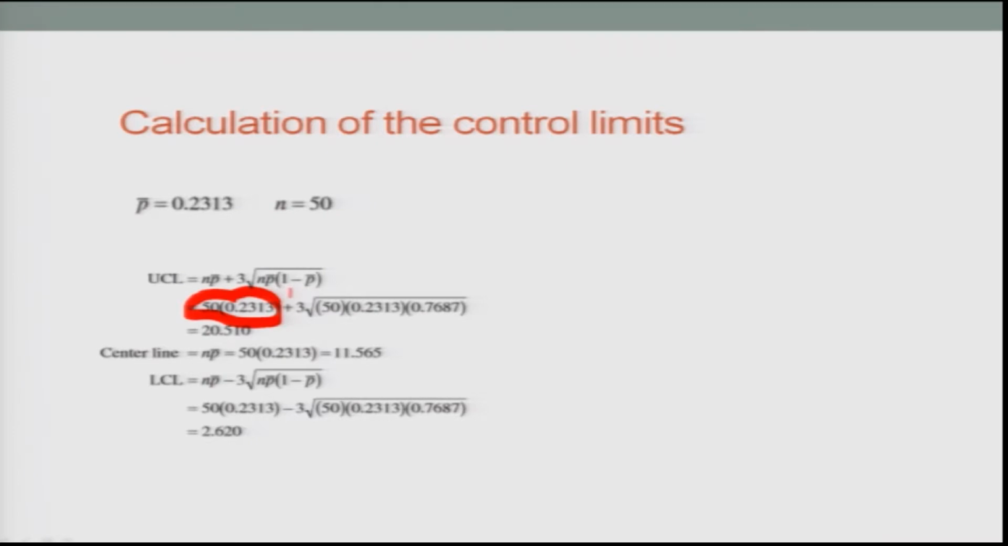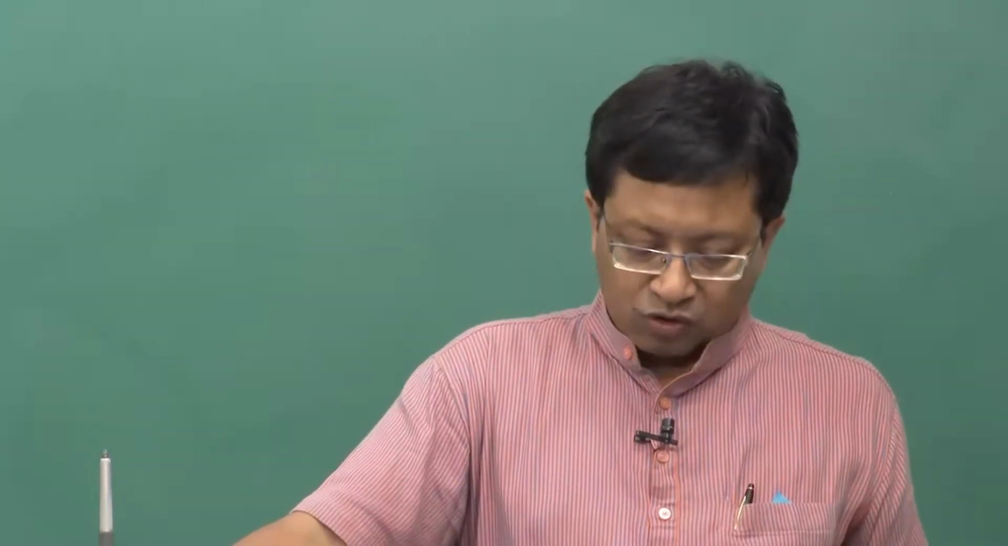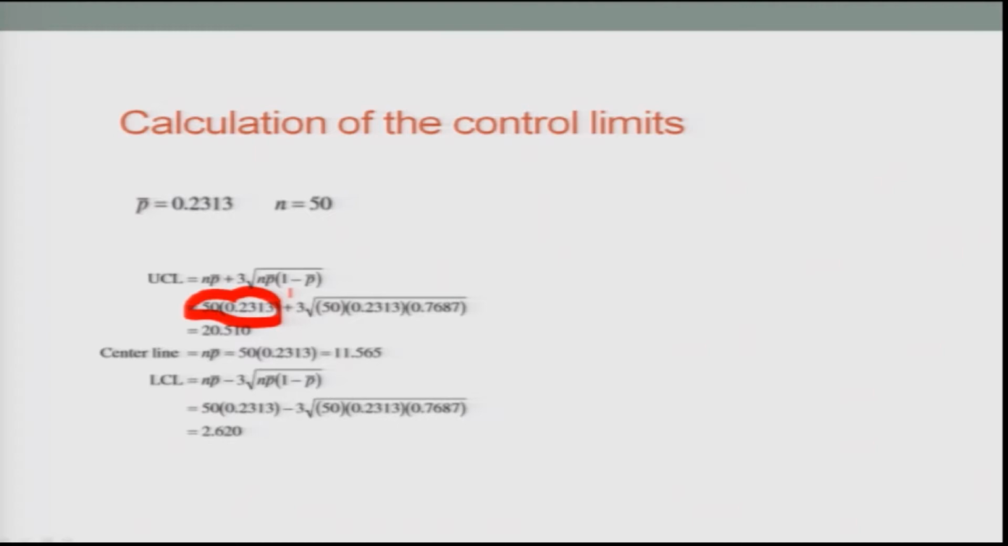So this you can find at the central line, and the upper control and lower control would be found by plus or minus 3 times the standard deviation, which in this case, since you are using the numbers as such, would be the square root of NP into 1 minus P. Again, they come from the simple concept of the central limit theorem. Then you use those values to find the upper control and the lower control. The upper control comes out to be 20.510 and the lower control comes out to be 2.620.